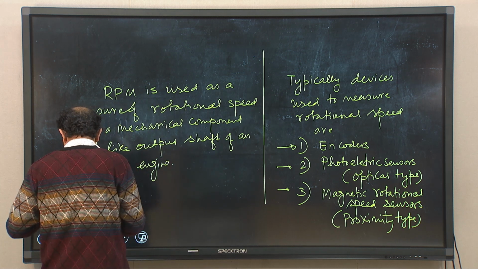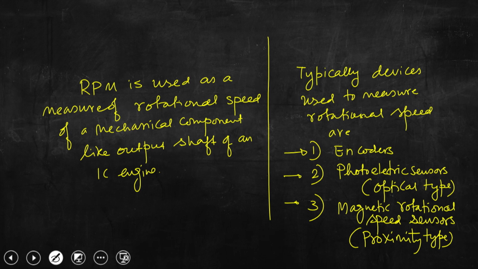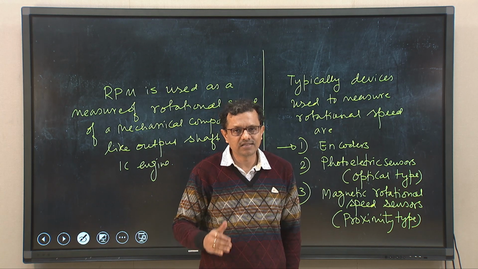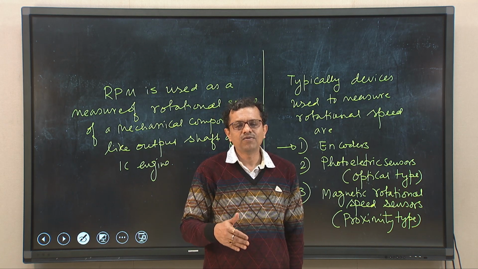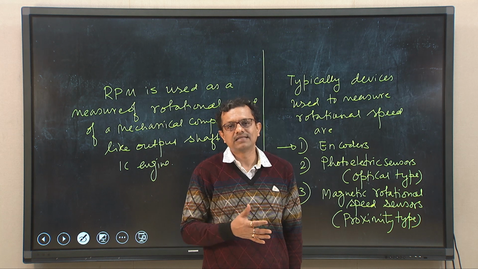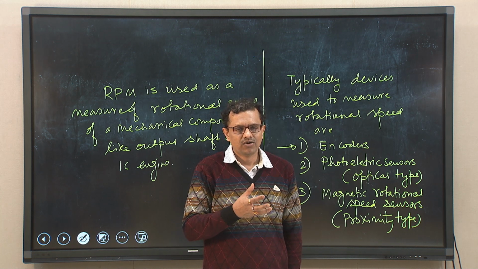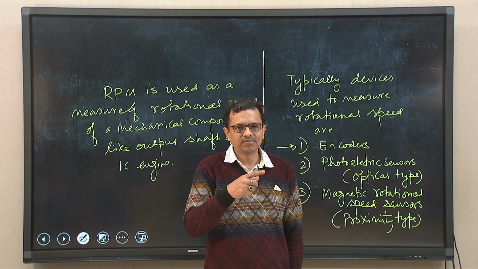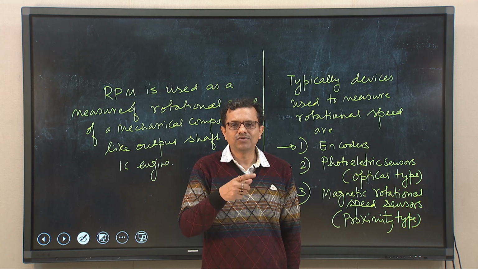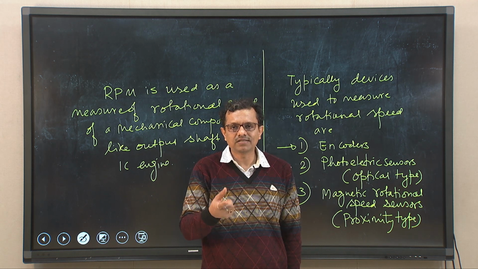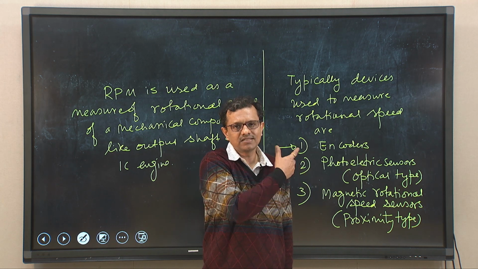So, if you go to the next slide, what you can understand is that measurement of RPM essentially depends on the sensors, and all these sensors send data in the form of electrical pulses. That means, speed of rotation, that is mechanical motion, should be converted to electrical pulses by these sensors.